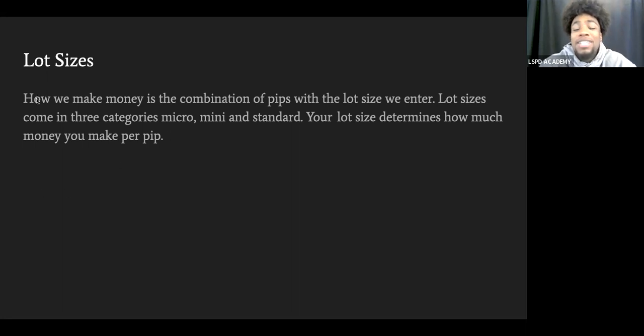So how we make money is a combination of the amount of pips we catch and the lot size that we enter for this trade, right? So lot sizes come in 3 different categories. You have your micros, your minis, and your standards, right? So your lot size, once again, determines how much money you're making per pip, right?